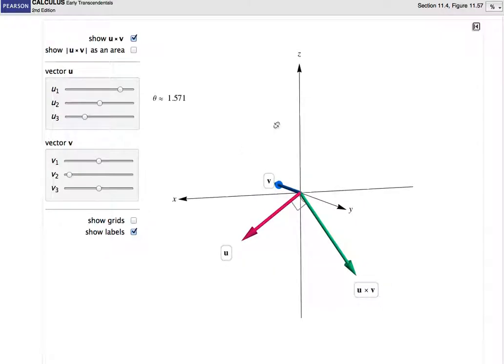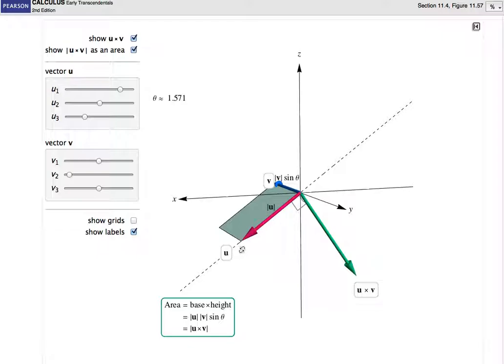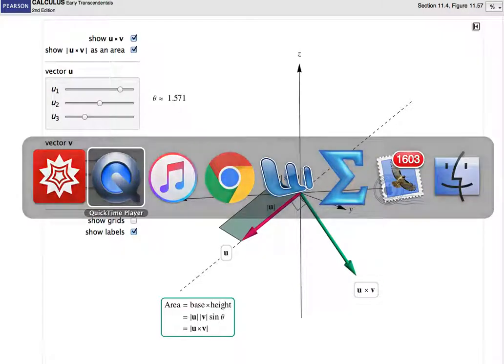One of the values of the absolute value of this cross product is that it's the area described by the parallelogram of the two vectors: the norm of u, or the length of u, times the length of v times the sine of the angle between them, which is the cross product definition. So the cross product is a vector, the dot product is a scalar, and they give us a lot of tools to work with vectors in three-dimensional space.